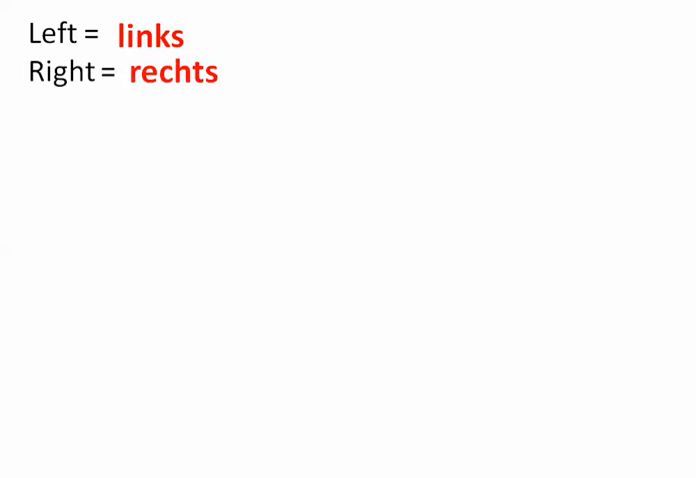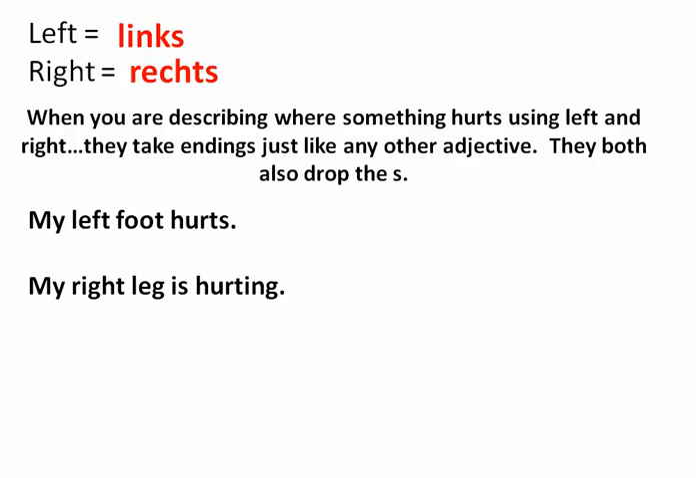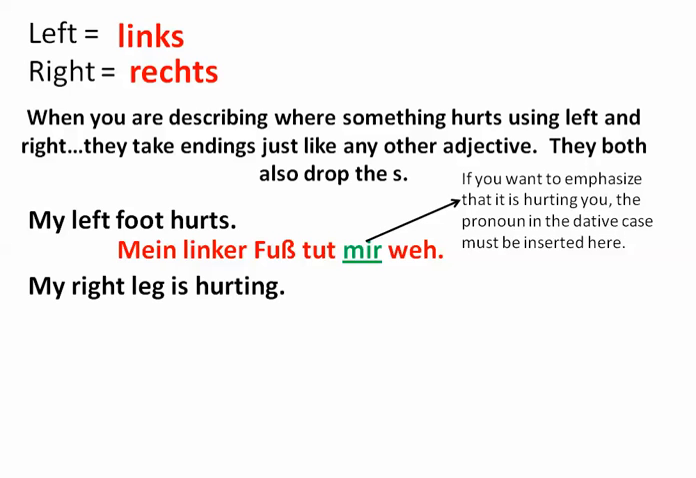So one other thing to remember, if you want to indicate that it's your left arm or your right arm, you'll recall probably links and rechts as directions. You're going to use these, but you're going to drop the S. And they'll take endings just like any other adjective would in German. So for example, if you want to say my left foot hurts, you'd say mein linker Fuß tut mir weh. Actually, by saying mein linker Fuß tut mir weh, you're kind of emphasizing that it hurts you. So this would probably be more accurately translated, my left foot hurts me.